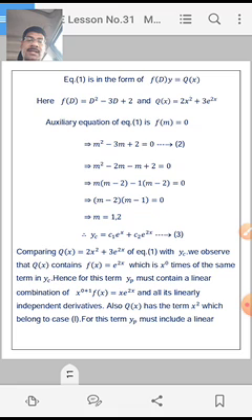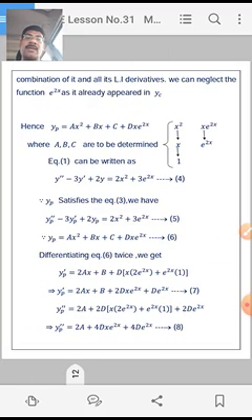Also q of x has a term x square which belongs to case 1. For this term yp must include a linear combination of all its linearly independent derivatives. We can neglect the function e power 2x and all its derivatives, as it already appeared in yc. Therefore yp must be ax square plus bx plus c plus d into x e power 2x. a, b, c, d are to be determined.